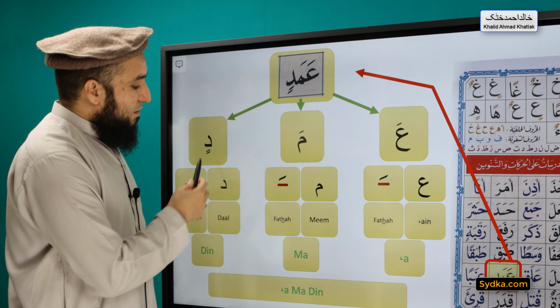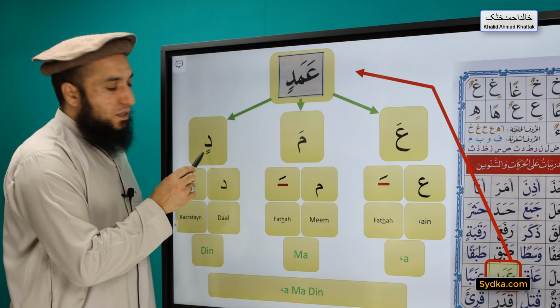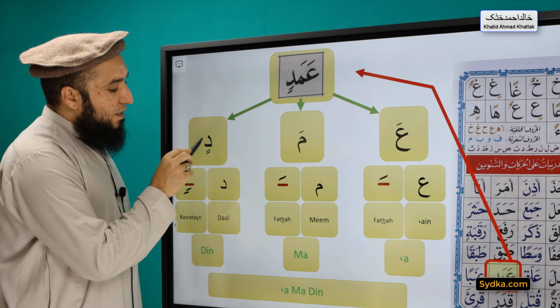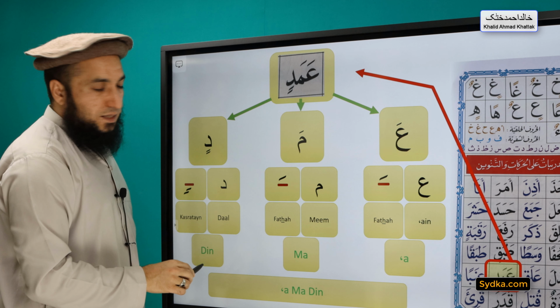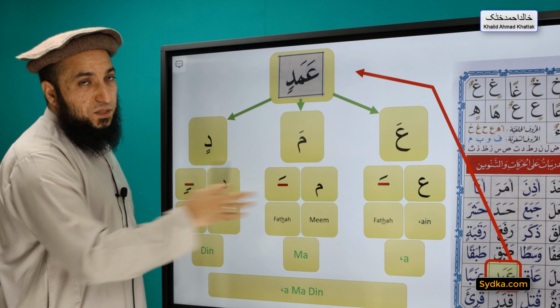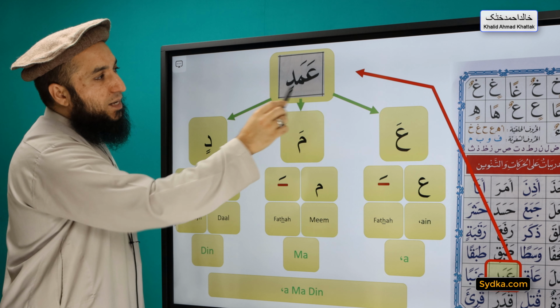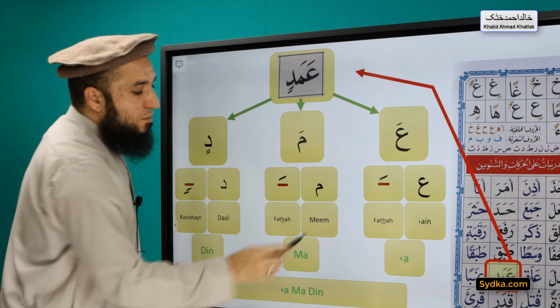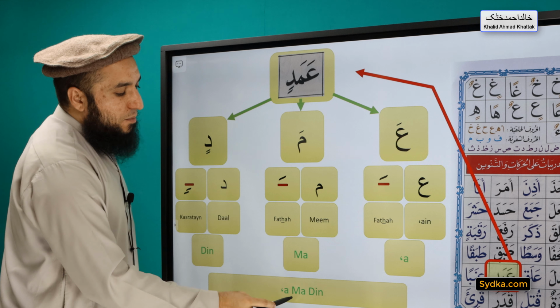The next syllable we have is dal kasratain, din. Dal is not silent and we have kasratain. Dal kasratain, din. So now we combine these three syllables. We have amadin, amadin, amadin, amadin.